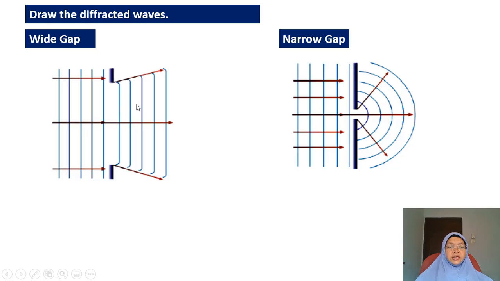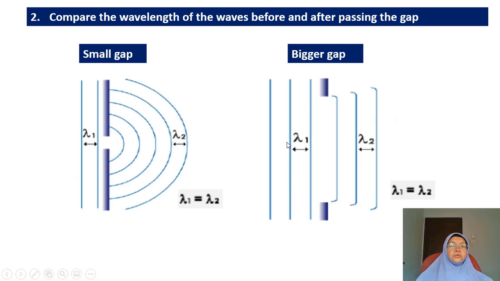So we can see that for the wide gap we have a plane wave, but it will bend a little bit at the edge. But for the narrow gap, we have a circular wave, right? Okay, question number 2. Compare the wavelength of the wave before and after passing the gap.